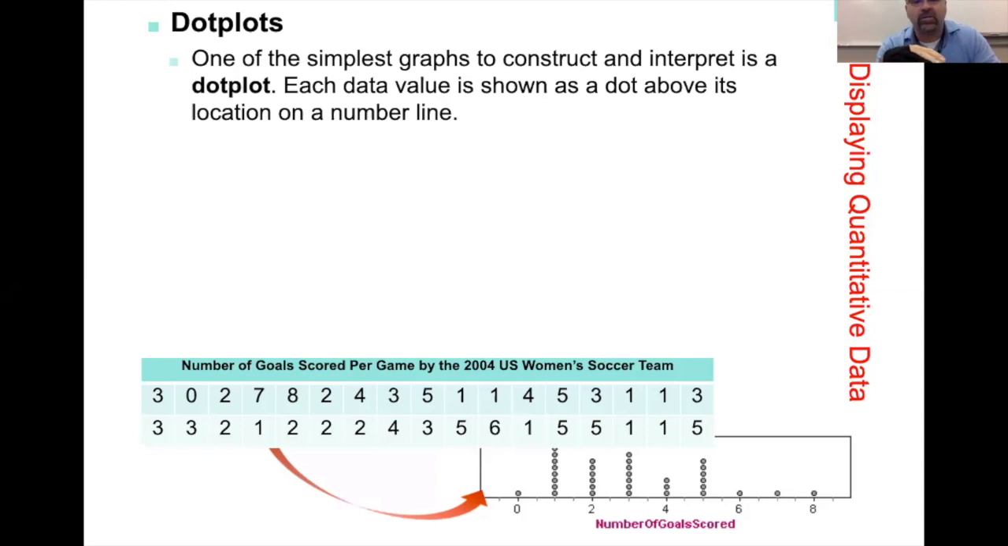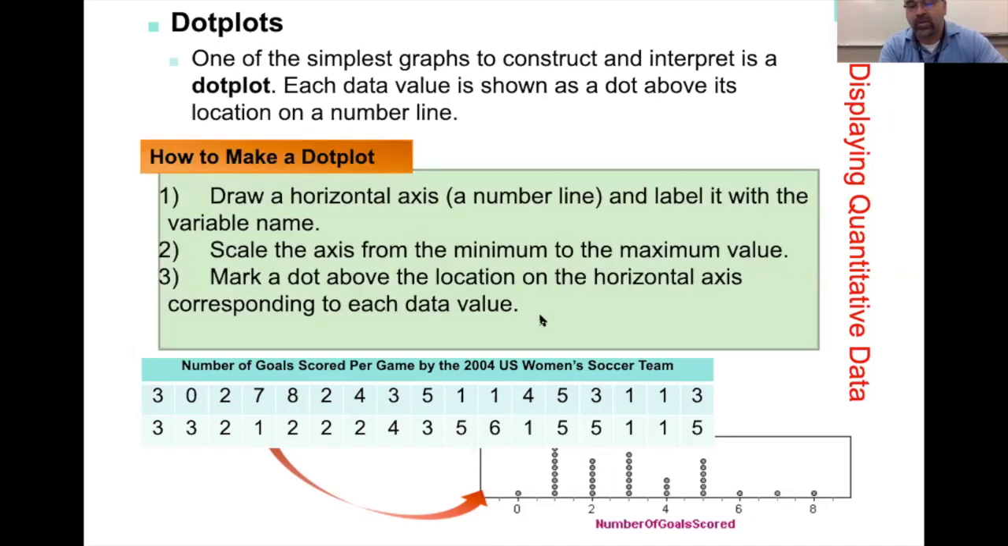Now, if you look at the 2004 U.S. women's soccer team, they were world champions that year. And we looked at the number of goals scored per game. So these are all the games that they played, and this is the number of goals they scored. So you can say they scored 3 and 1, then 0, then 2, then 7, then 8. They were really good. And we can make a dot plot where we just put a single dot above every one of the numbers. It's just a simple horizontal axis, and each dot represents one data point. So I like this tool, especially early on, just to see what the data looks like. Dot plots are very simple, very basic, but powerful because it's a nice one to spot trends early on in your analysis.